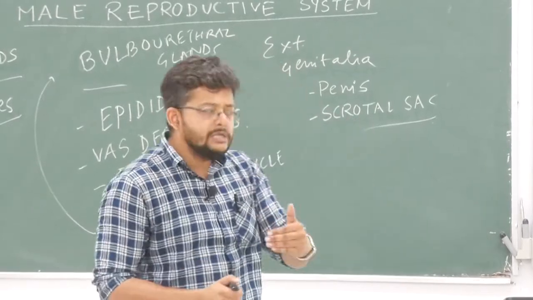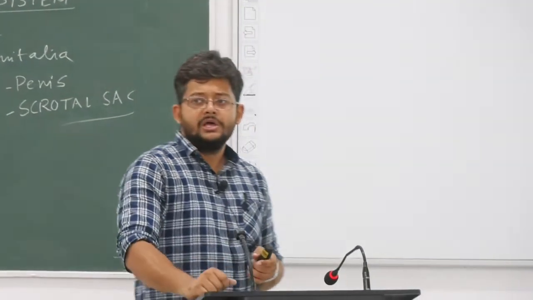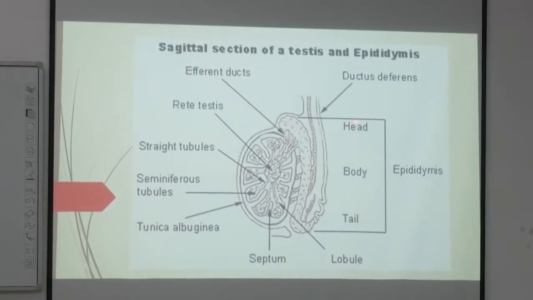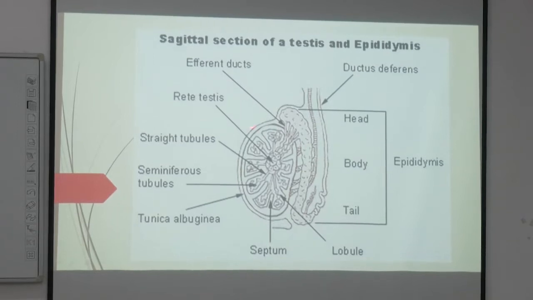Now if we look inside the testes, it is the cross section that you can see on the board right now, and it starts from the tortuous seminiferous tubules. The groups of individual units are separated from each other by septa. Septa come from the outer covering, which is called the tunica albuginea, and these seminiferous tubules, after they become straight and form tubuli recti or straight tubules, form the rete testis.